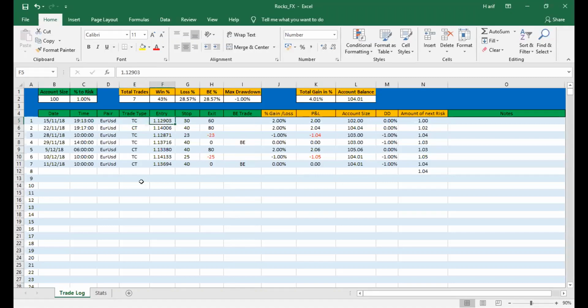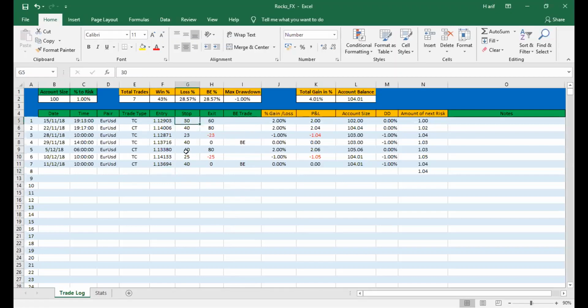Again, the entry, that is the price we were entering at when we got into the trade. The reason why I would highly recommend you guys enter this is if you want to go back and check your trades, you know the exact price you got in. It's all well having the date and the time, but with the exact price you can pinpoint and see if you can put your stops and targets anywhere better.